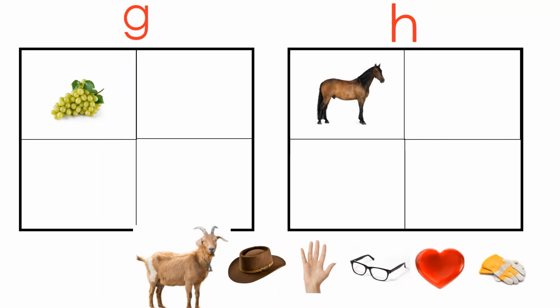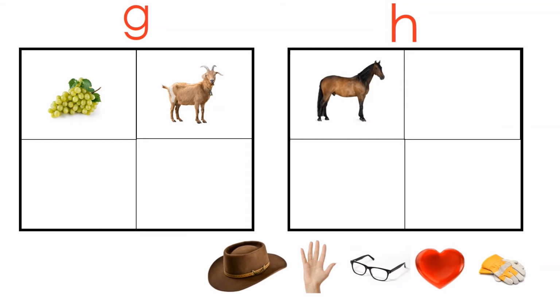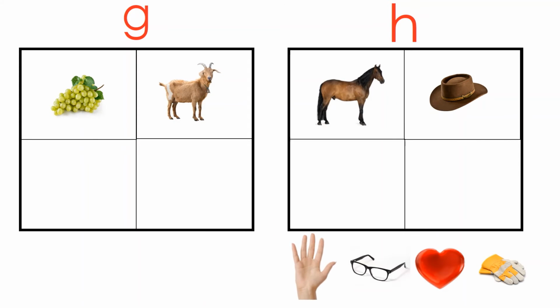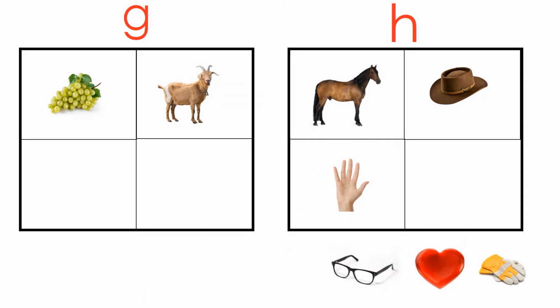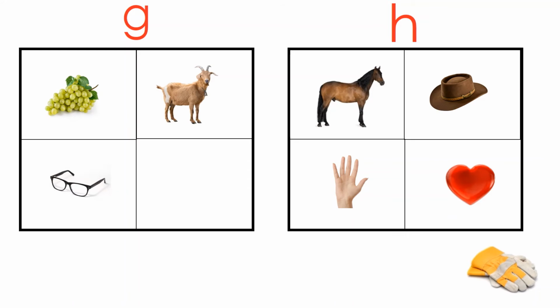Goat. G. Hat. H. Hand. Glasses. G. Heart. Gloves. G. If you are done putting all your pictures under G and H, we can move on to the next one now.